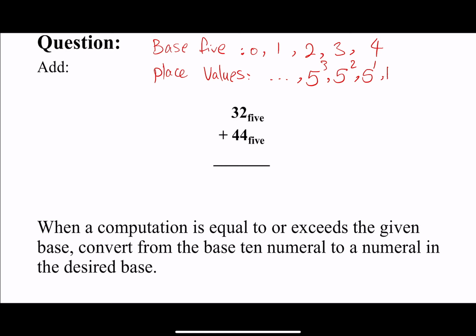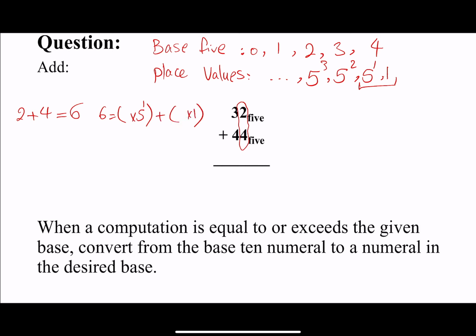Okay, now I add 2 plus 4. First of all, I add these two, right? So 2 plus 4 is 6. Is 6 allowed in base 5? No. Okay, I need to convert that. I look at the place values. I choose the place values that are equal or less than the numeral that we want to convert. So here, 1 and 5, right? So I have to see how many groups of 5 and how many groups of 1 build up 6.